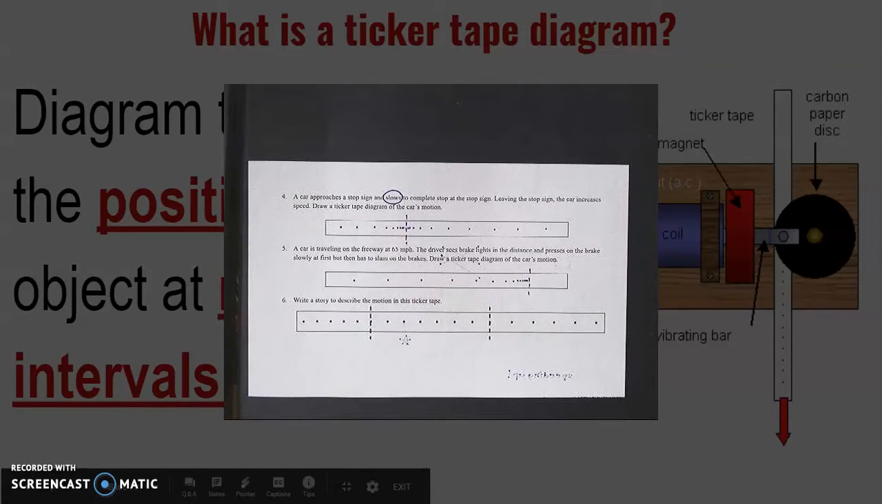All right, number 6, write a story to describe the motion in this ticker tape. So the main thing you should take away from this is that in each of these 3 sections, the object is moving at a constant speed. The space between the dots is the same, okay? But if you pay close attention, you'll notice that the spacing between the dots actually increases from section to section.